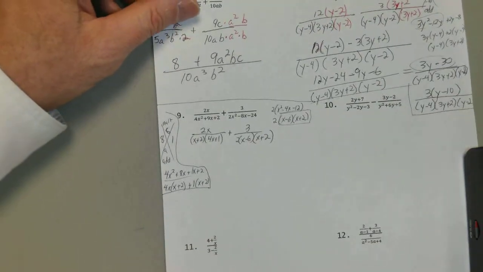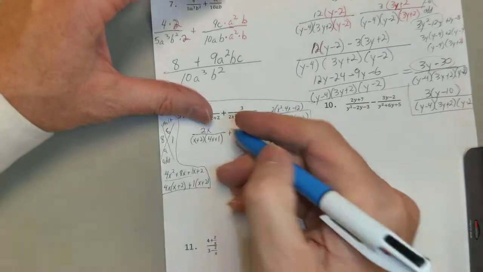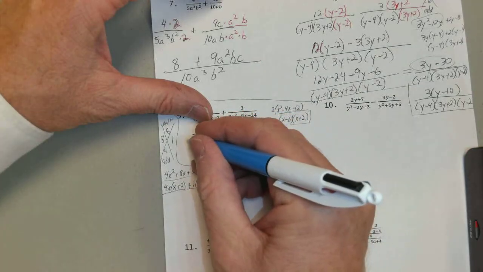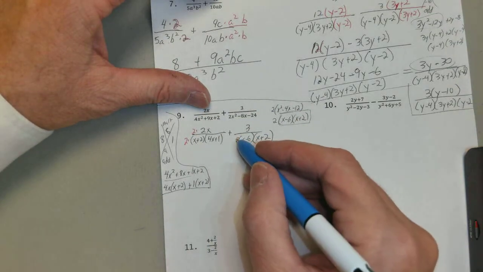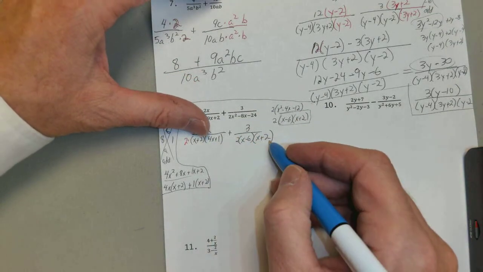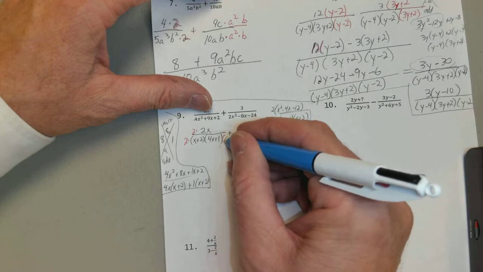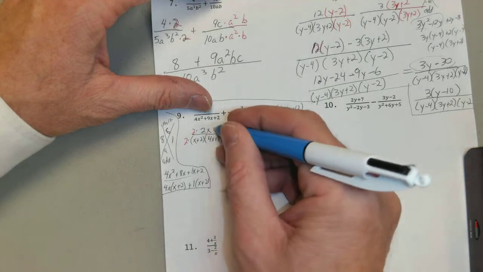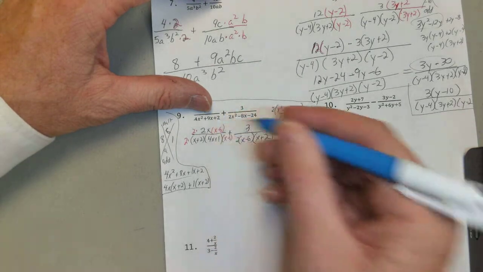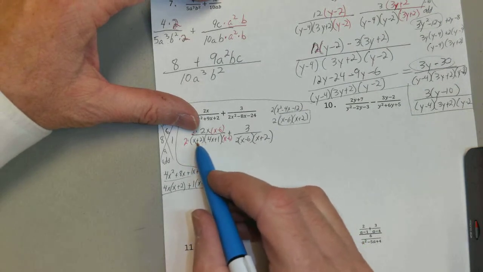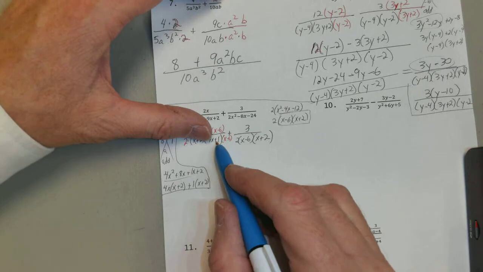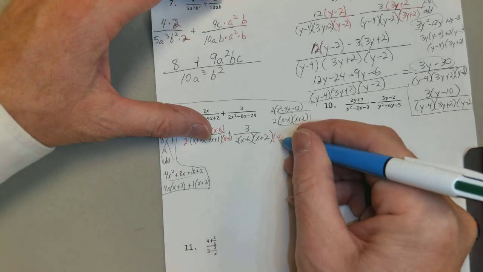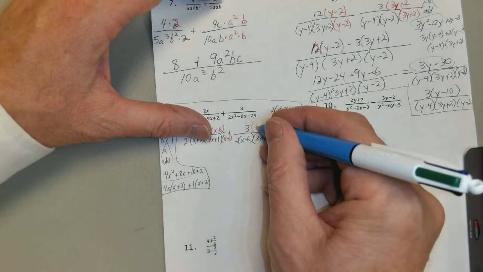Now, this one needs a 2. I'll go on the left side with the 2. And it also needs an x minus 6, here and here. This one, we got the 2, we got the x minus 6, now we got the x plus 2, we need a 4x plus 1 here and here.